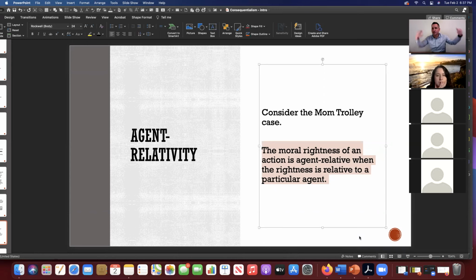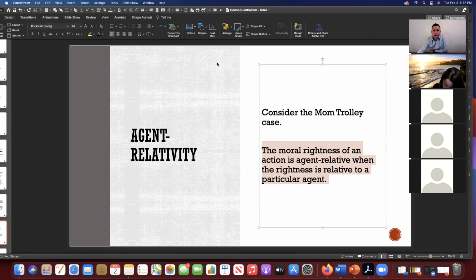So, two kinds of agent neutrality, two kinds of agent relativity. With respect to outcomes, and we have right actions. Let's see what the chat point here is.